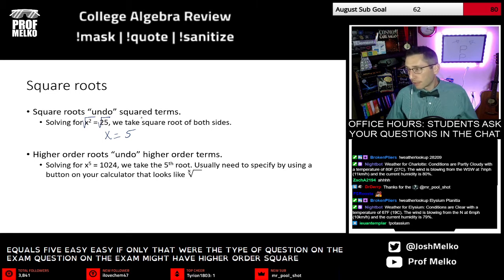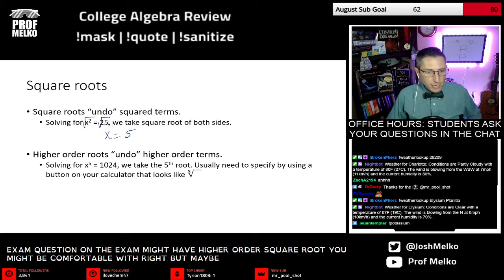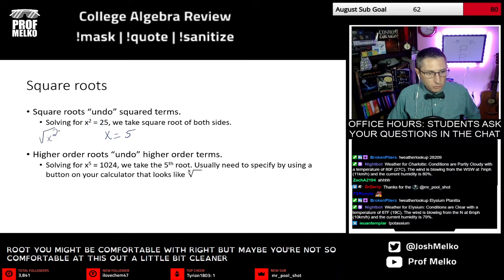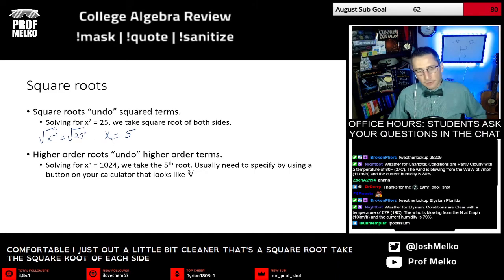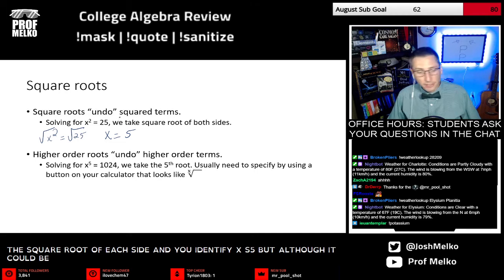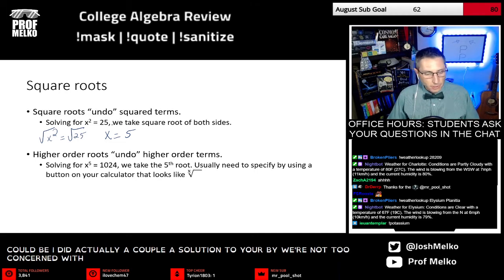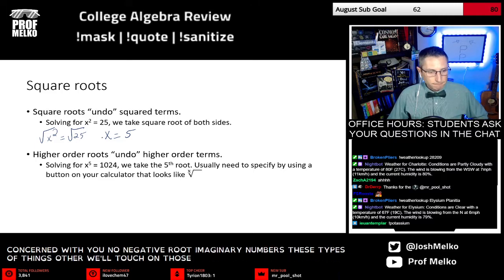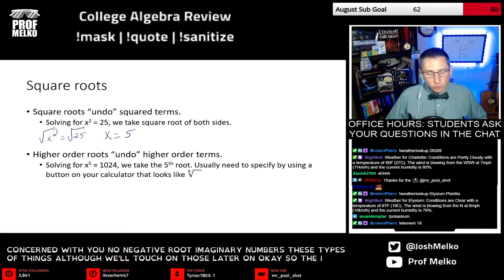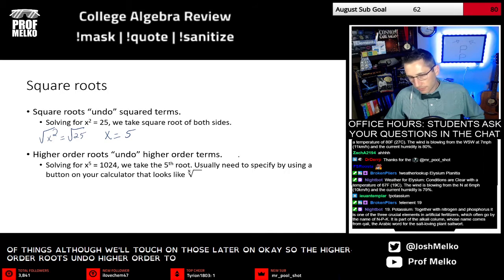So square roots you might be comfortable with, but maybe you're not so comfortable. Write this out a little bit cleaner. That's a square root. You take the square root of each side, and you identify x is 5, although there's actually a couple solutions here, but we're not too concerned with negative roots, imaginary numbers, these types of things, although we'll touch on those later on. Okay, so the higher order roots undo higher order terms.